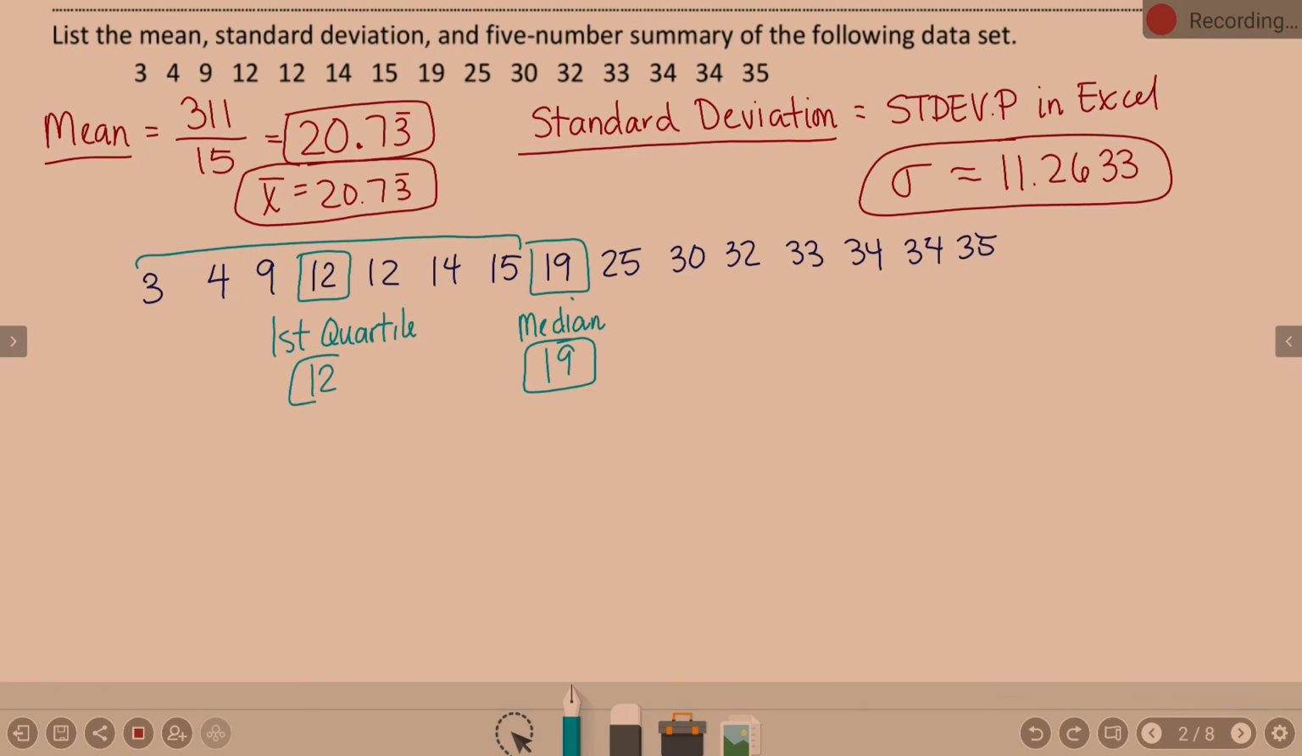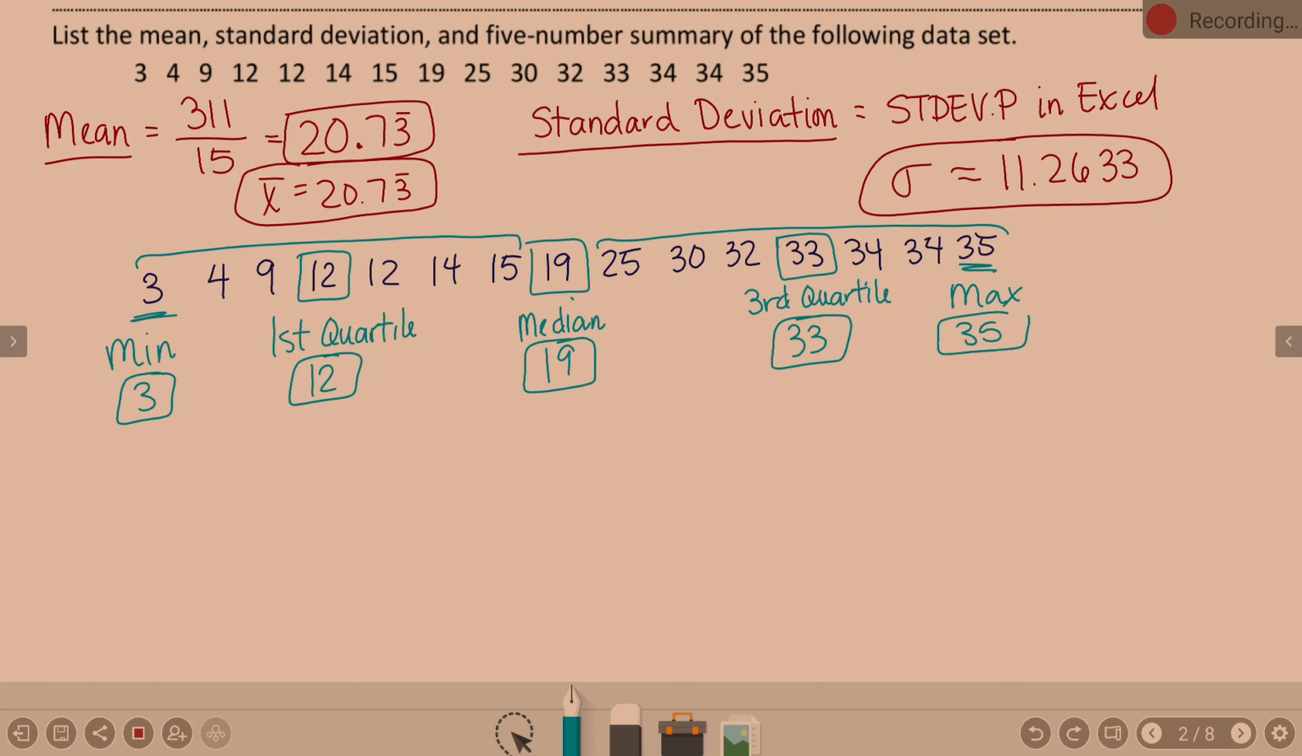Repeat the process on the other half. This time we're using the numbers from 25 to 35. Oh no, I was right, I contradicted myself. Your third quartile, when you find the middle of the upper half, should be 33. And then I also need two other things. The min of 3 and the max of 35. If you're typing your 5-number summary into Savas, I assume you just go in order. So 3, 12, 19, 33, and 35.